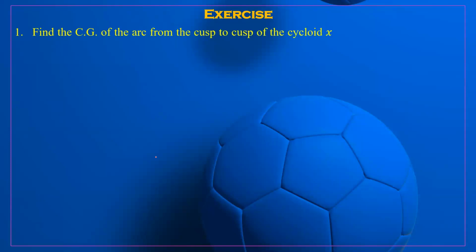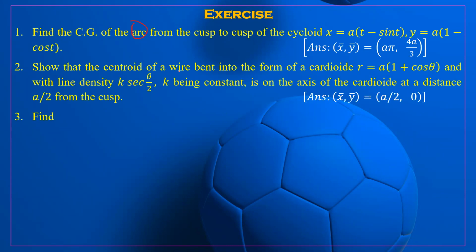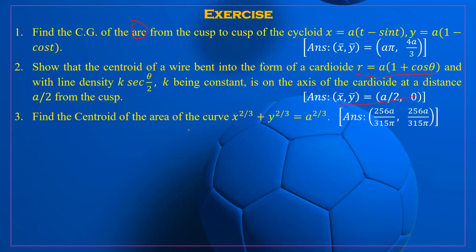Find the center of gravity of the arc from cusp to cusp of the cycloid. Now it is an arc, which means we have to use single integration. Then, the centroid of a wire bent into the form of a cardioid. Cardioid is given, so it is again a single integration. Find the centroid of the area of the curve.